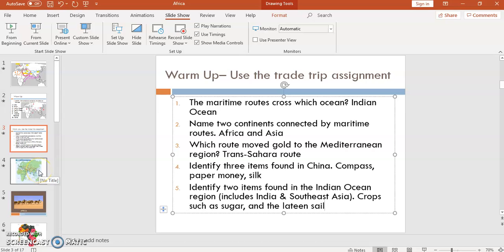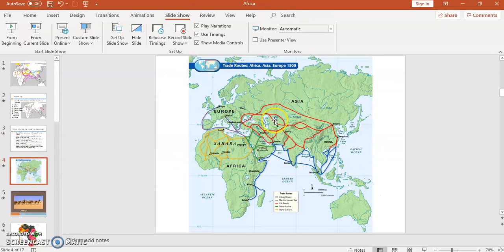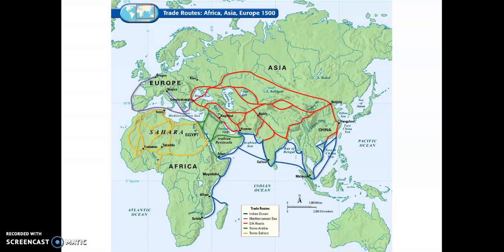So trade routes are important because they link different civilizations. So China is then connected by the Silk Road to India, to the Middle East, and then all the way to Europe across the Mediterranean Sea. Africa is linked to Europe, is linked to Asia through trade routes. So civilization is linked together and it's happening through trade.